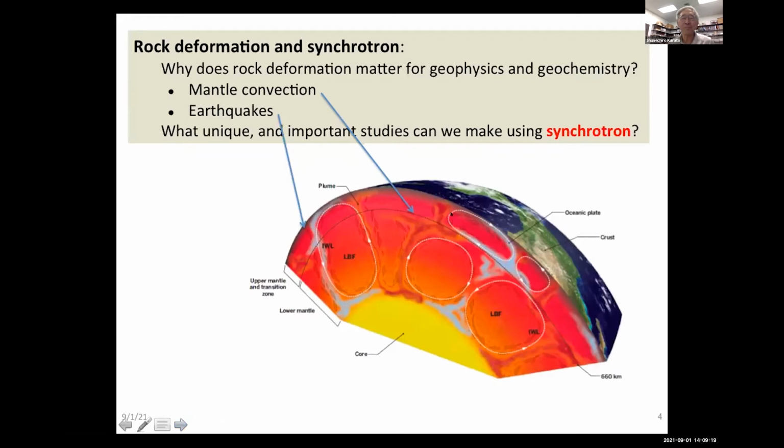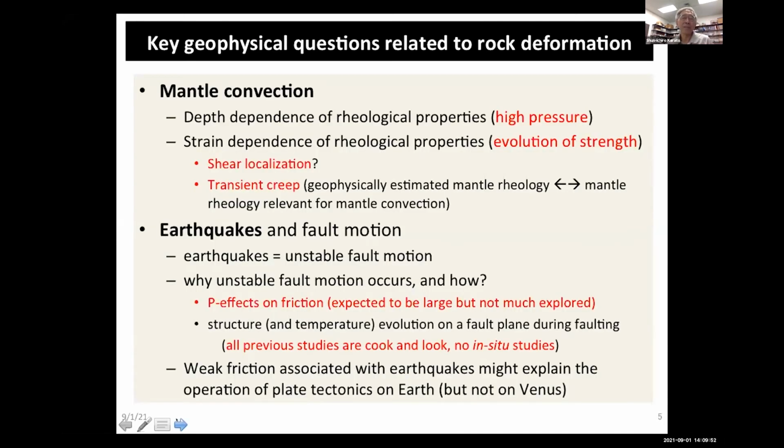So this is a cartoon showing the whole Earth, and rock deformation studies have lots of potential impact to understand mantle convection. For example, whether convective patterns are more or less uniformly distributed or localized deformation, and also the earthquakes which occur in the shallow part. Those are issues which rock deformation studies can address. And the key questions in rock deformation, which are linked to the important geophysical issues, are summarized here.